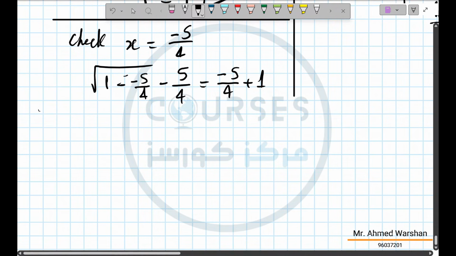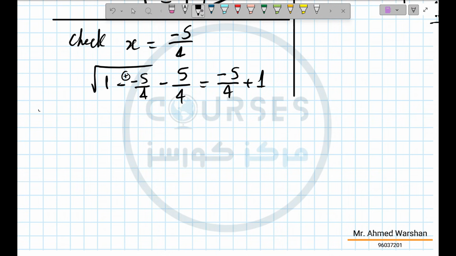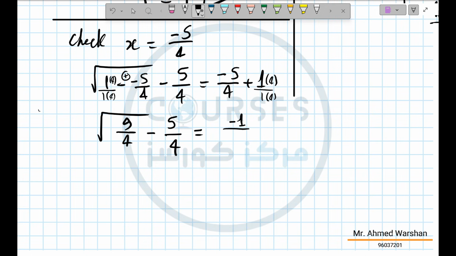Okay, so this is going to be a plus, and to add these, we're going to make this one 1 over 1, have a common denominator by multiplying by 4. So this will be square root 4 plus 5, which is 9 over 4, minus 5 over 4 equals, we're going to do the same here, times 4 times 4. So that's going to be negative 5 plus 4, which is negative 1 over 4. Done, we're done with the right side.